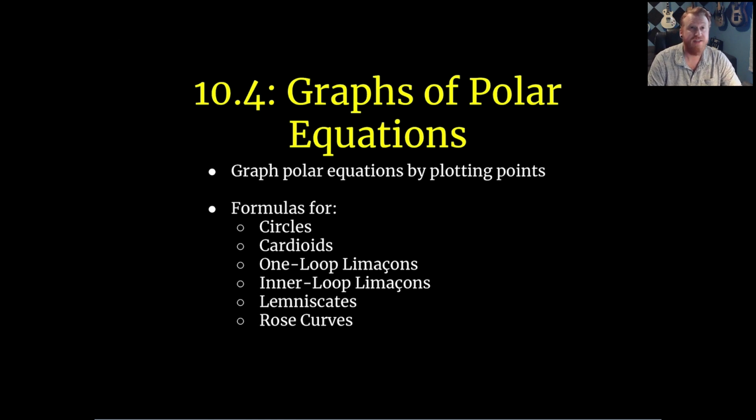Now the point of this section isn't so much to do a deep dive into these graphs, but to just get a sense of the overall shapes and what the equations or formulas look like that produce those shapes. So we're going to graph some polar equations by plotting some points, and then we'll look at some different formulas for some different shapes we'll see. So we've got circles, which we're familiar with, and then we'll learn about cardioids, one loop limaçons, inner loop limaçons, lemniscates, depending on who pronounces that, and then we'll look at some rose curves as well.